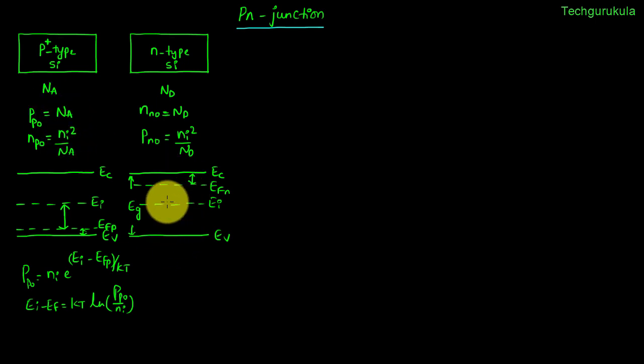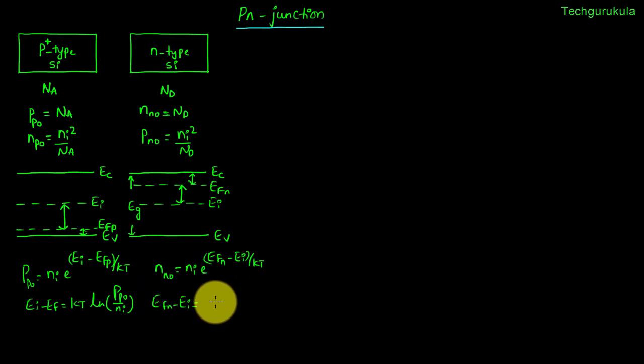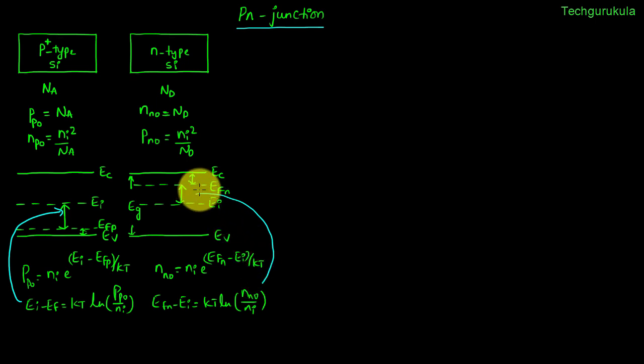And now on the n-type semiconductor, we can find the distance between EFN and Ei by the relationship we have. Nn naught can be written as Ni times e power Ef, in this case EFN, minus Ei, over Kt. We can write EFN minus Ei as Kt ln of Nn naught over Ni, where we know Nn naught is nothing but Nd, the doping concentration on the n side. This distance is given by this equation, and this distance over here is given by this equation.